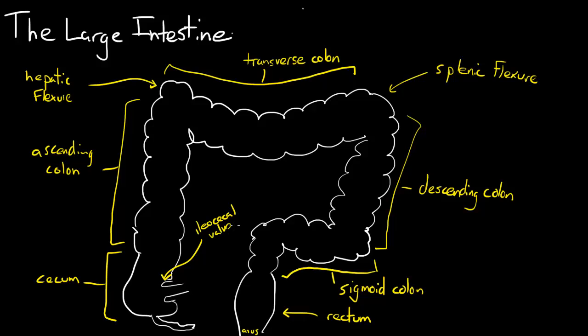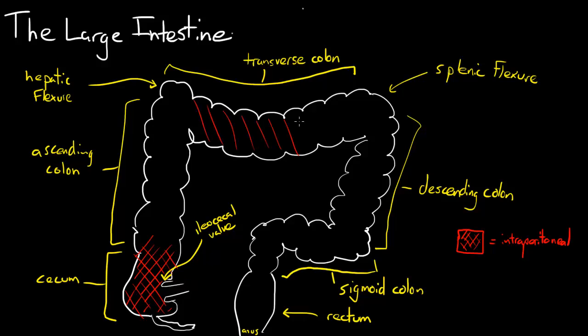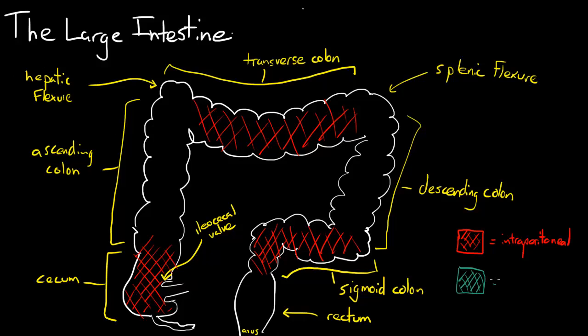Parts of your colon are intraperitoneal, which means they're relatively mobile within the peritoneal cavity, and other parts are retroperitoneal, which means they're tacked up against the back wall of the abdomen. The cecum, transverse colon, and sigmoid colon are intraperitoneal, while the remainder is retroperitoneal.